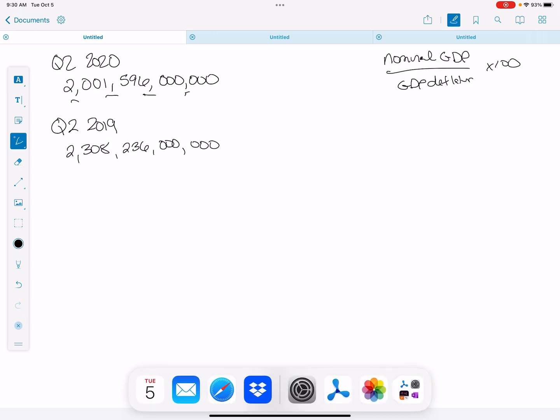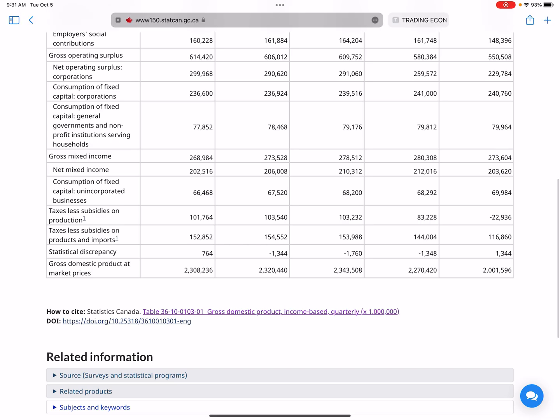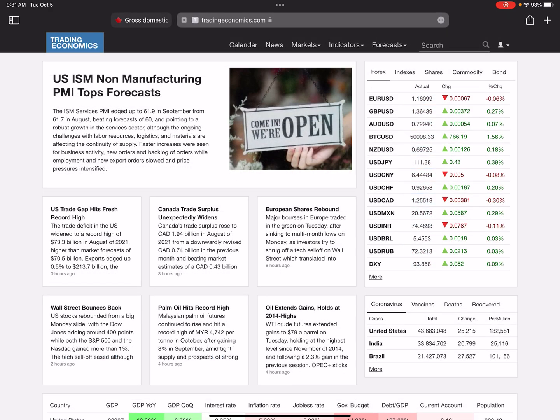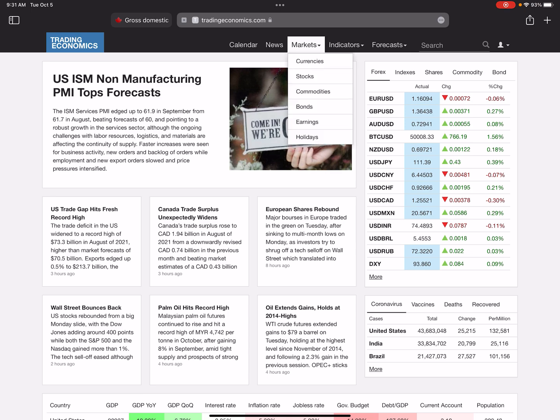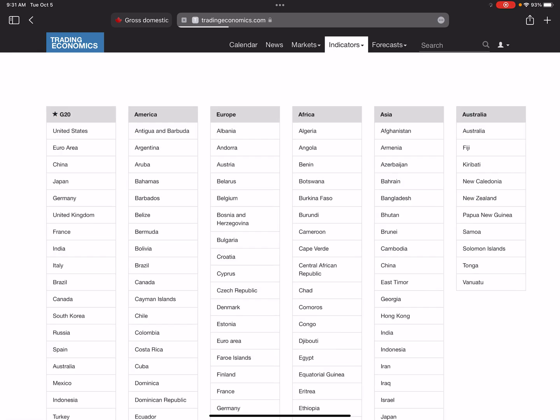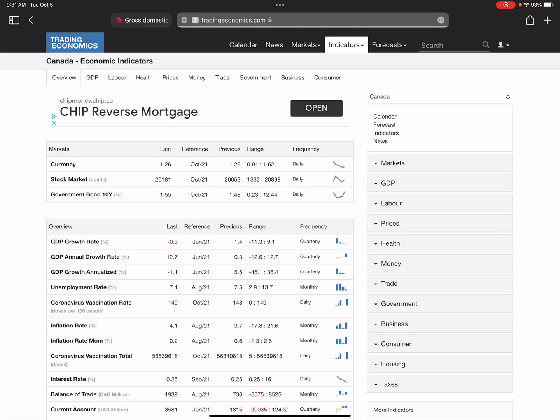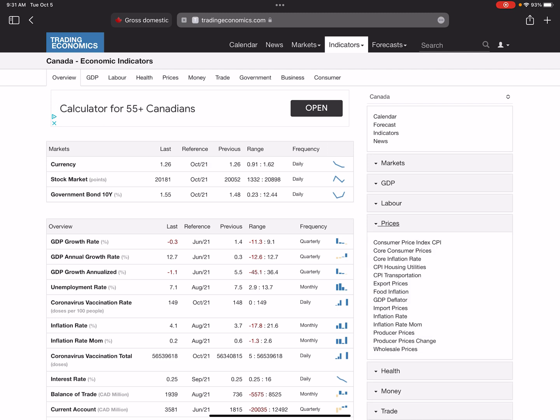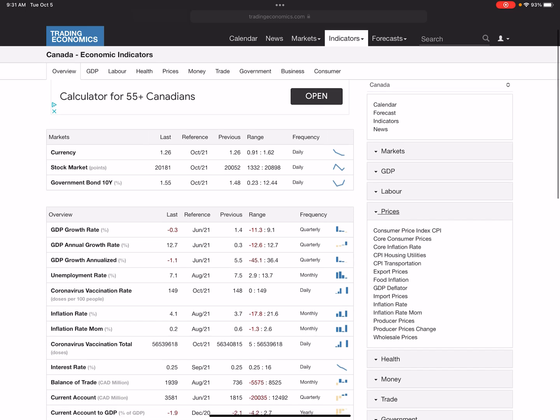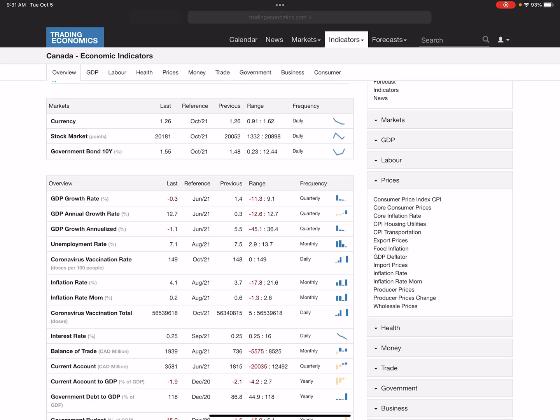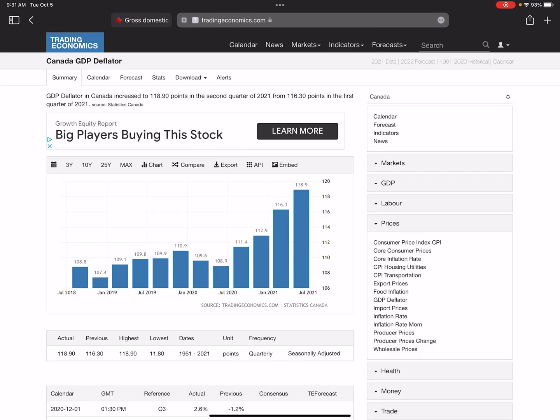Well, one of the easiest places to find the GDP deflator that I've found is that if you go to Trading Economics, you can go in and we'll look at our country. So let's go find indicators by country, and we're looking here at Canada. And the information we're looking for, the GDP deflator, is a measurement of prices. So it's under prices as opposed to GDP. So we go to the GDP deflator, and we're looking for data from that same period of time. So Q2 of 2019 and Q2 of 2020.